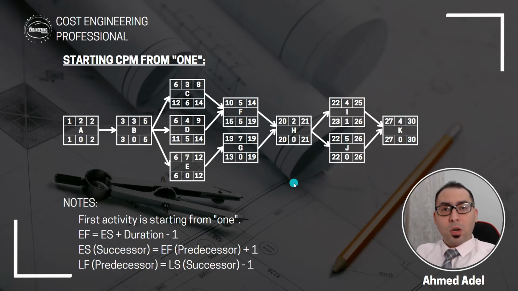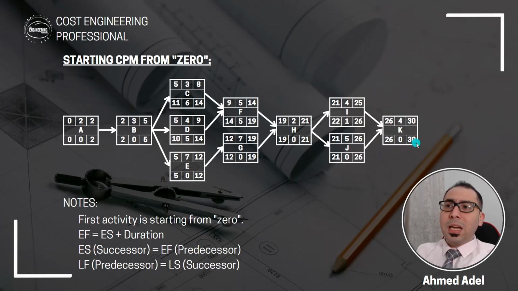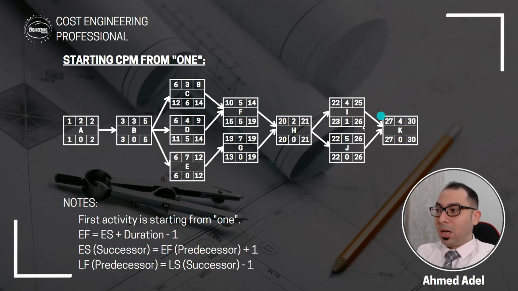And when I am going backward now, the backward pass, when I want to calculate the late start, before we used to say, when you are starting from 0, you say 30 minus 4, that's 26, or 26 minus 4, that's 22. When you are starting from 1, the case is a little bit different, because you remember when we were calculating the early finish, we say early start plus duration minus 1. So 27 plus 4, 31 minus 1, that's 30. So when I am going backward, I have to do the same thing. So I have to say 30 minus 4, that's 26, again plus 1. So it will give me 27.